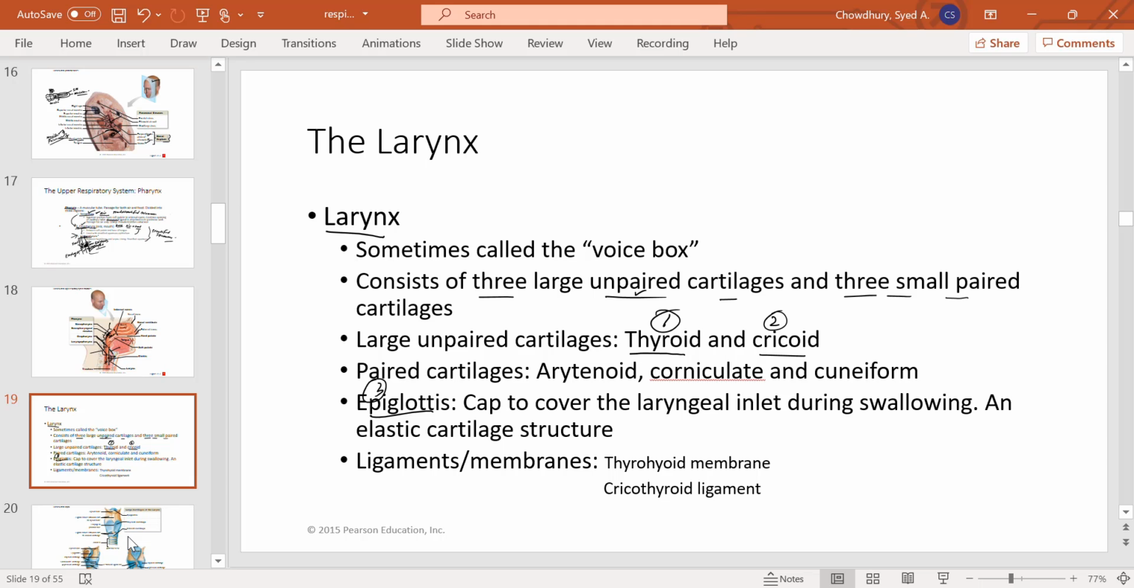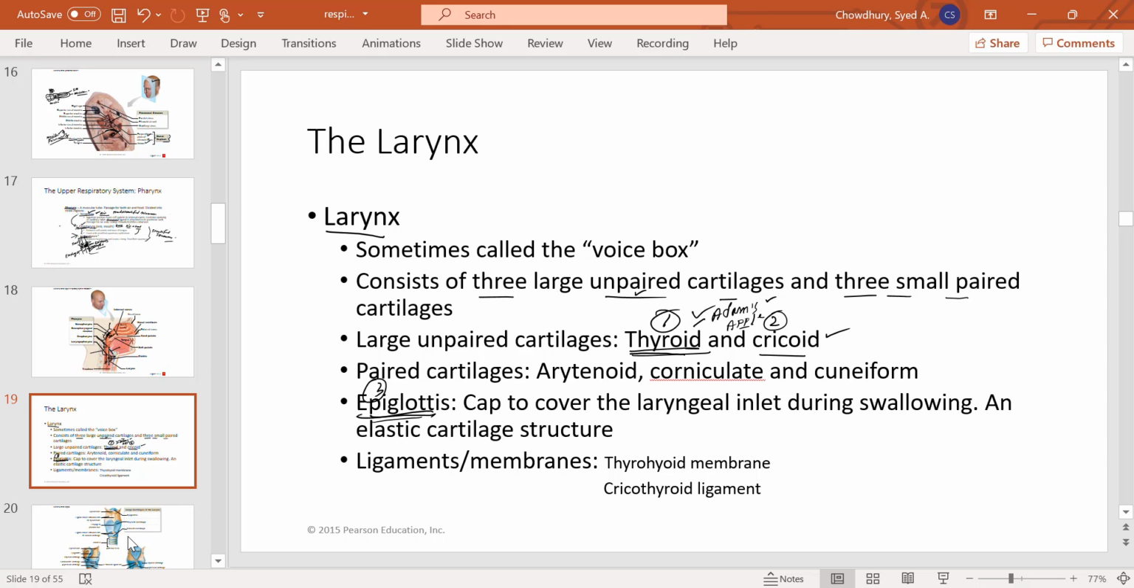Okay. All the cartilages are hyaline except the epiglottis, that is elastic, I mentioned before. Unpaired cartilages are larger. Thyroid is the largest one, also known as Adam's apple. And you know that Adam's apple is more prominent in male, right? After adolescence, the cartilage gets larger because it is sensitive to testosterone, the male sex hormone. Okay, so it gets larger in presence of testosterone. And cricoid is the second larger one.